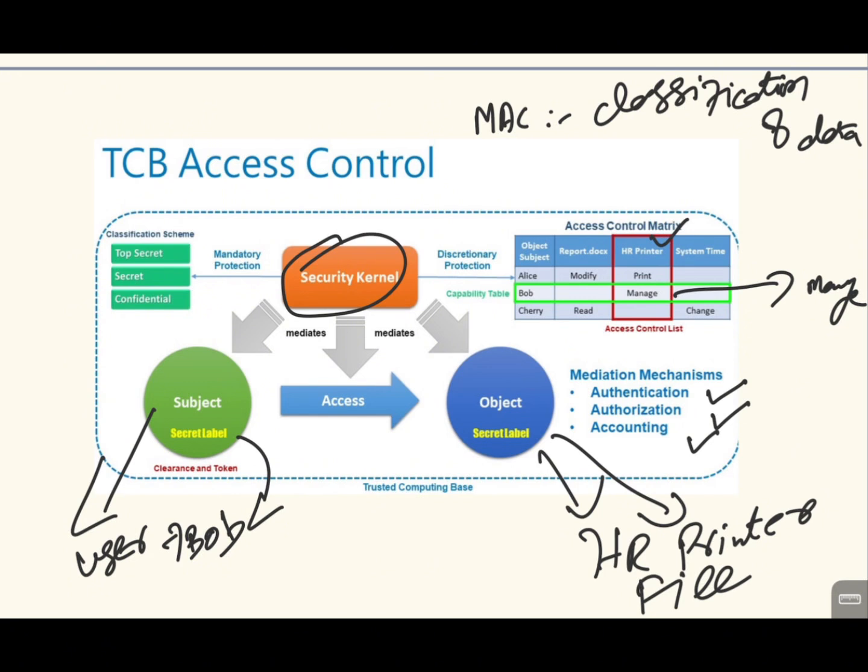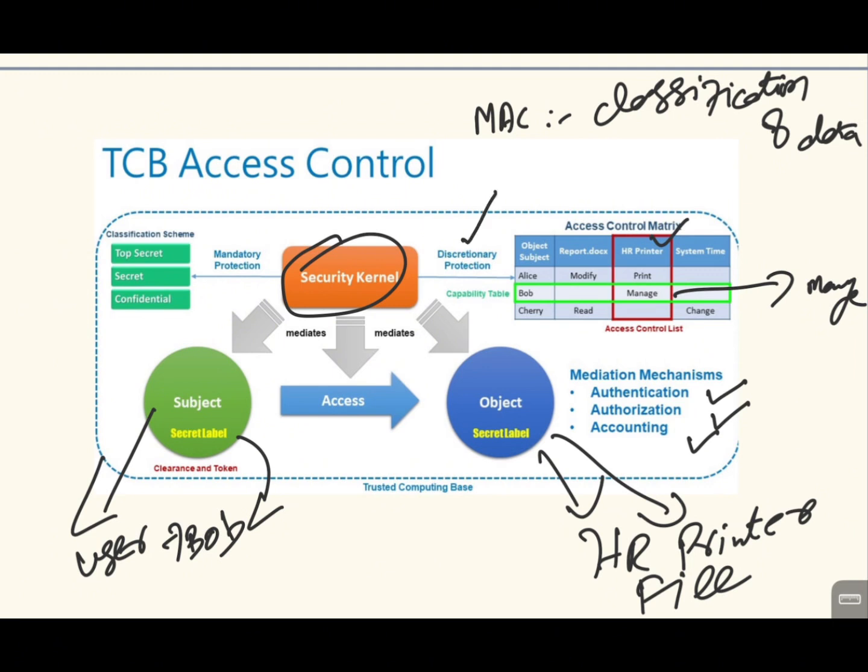Then the next step would be authorization. The security kernel will check Bob's security clearance level, and based on that clearance level, Bob will get access to the object, right? And then the third would be accounting. Accounting is another important component because accounting is for audit, for logging purposes, the actions which Bob performs. So those will all be logged, right?